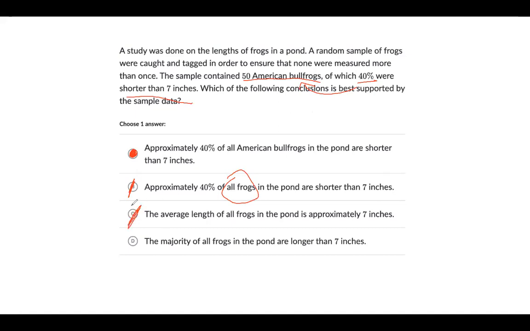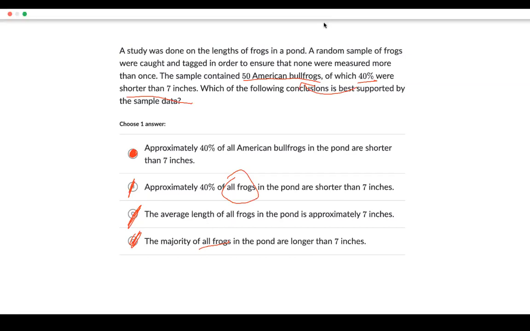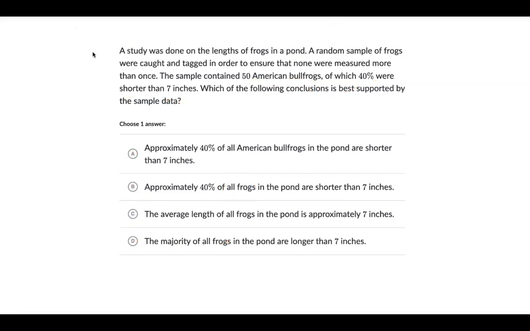As for D, the sample contained 50 American bullfrogs, of which 40 are shorter than 7 inches, as I said before. And the only population that can be estimated is the American bullfrogs and not all frogs. So it can't be D either. Therefore, it is A. Any questions about why it's A? No? All right. Next question.